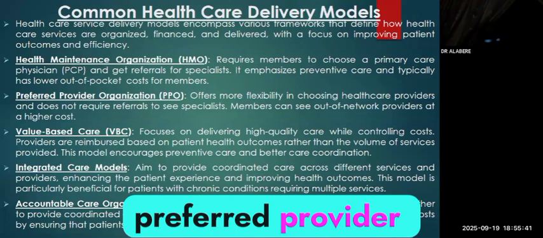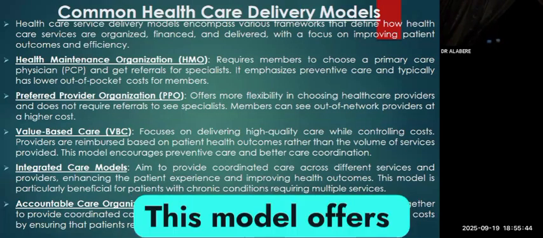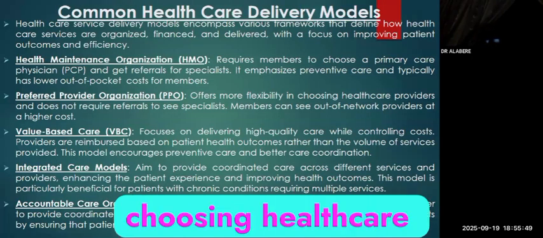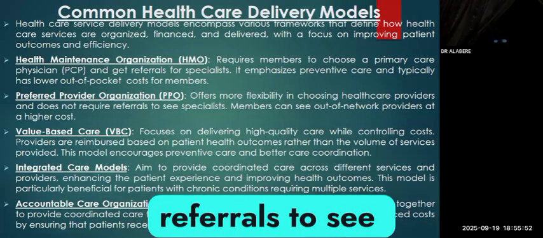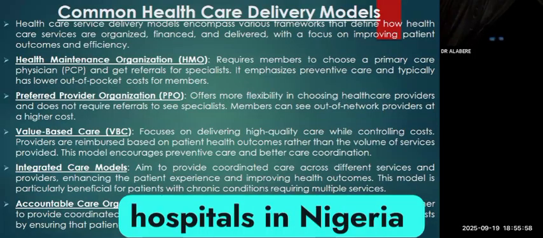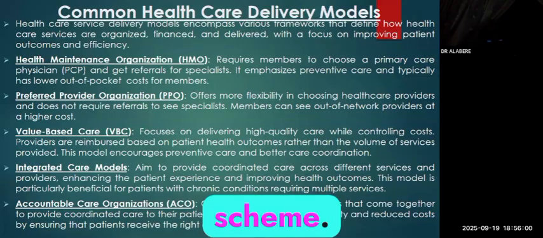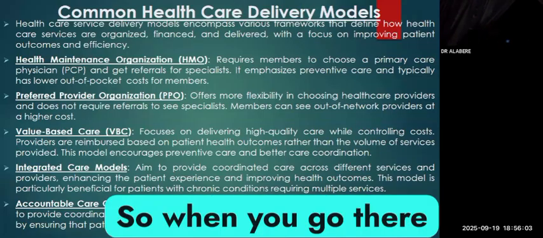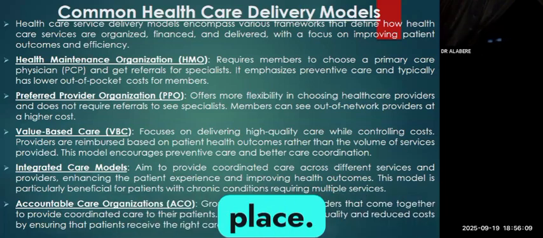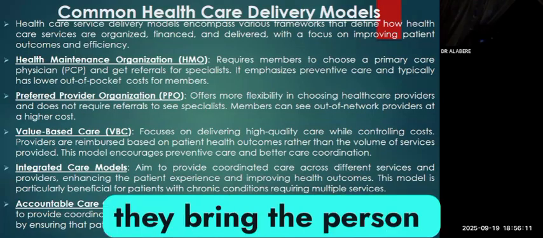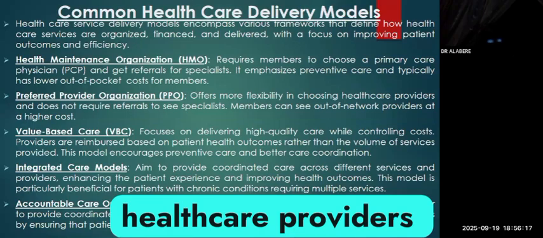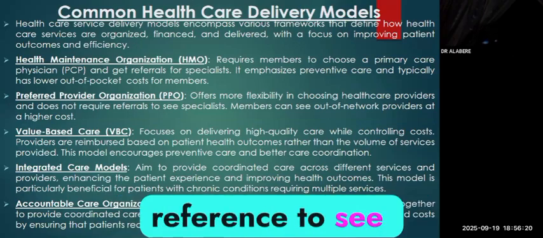Another model is preferred provider organization. This model offers more flexibility in choosing healthcare providers and does not require referrals to see specialists. In other words, most of the private hospitals in Nigeria operate under this scheme. So when you go there, you receive primary care, secondary care, and tertiary care in the same place. If the person is not there, they bring the person to come and give you care.